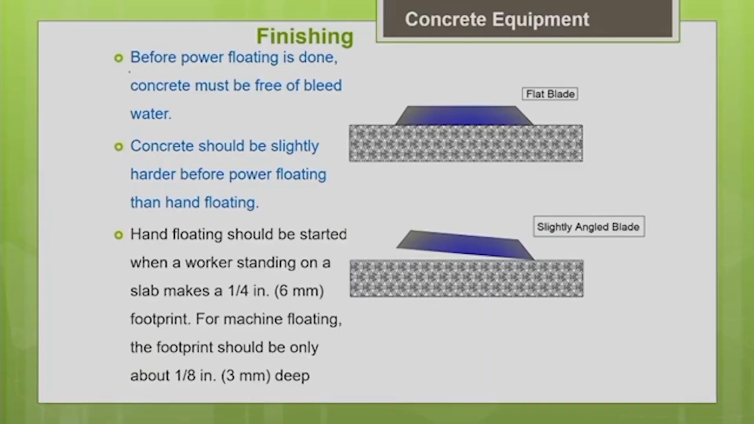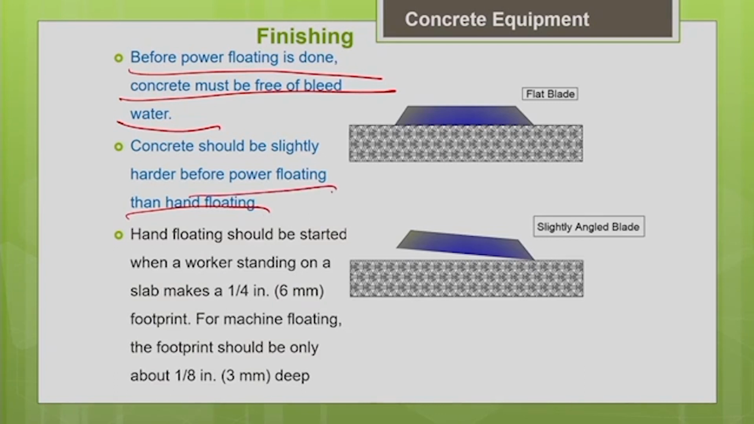Before power floating is done, the concrete must be free of bleed water. When compared to hand floating or manual floating, power floating requires that the concrete should be relatively harder. Then only the power floating or power troweling is possible, and then only the concrete can withstand the weight of the machine.